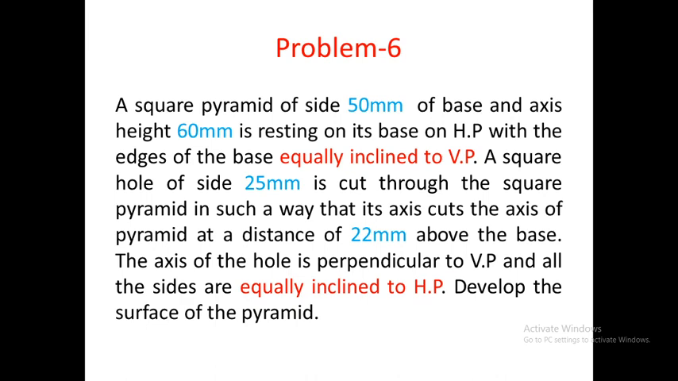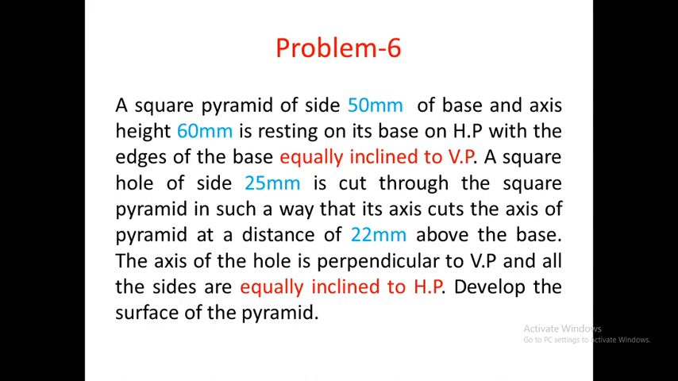Also, it is given all the edges of the base are equally inclined to VP. Now, since the edges of the square pyramid are equally inclined to VP, it means that when we will draw this square in the top view, it should be drawn in the form of a kite with side 50 mm.